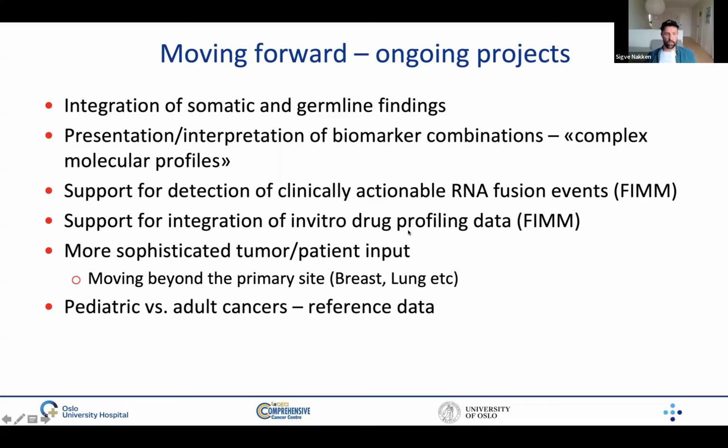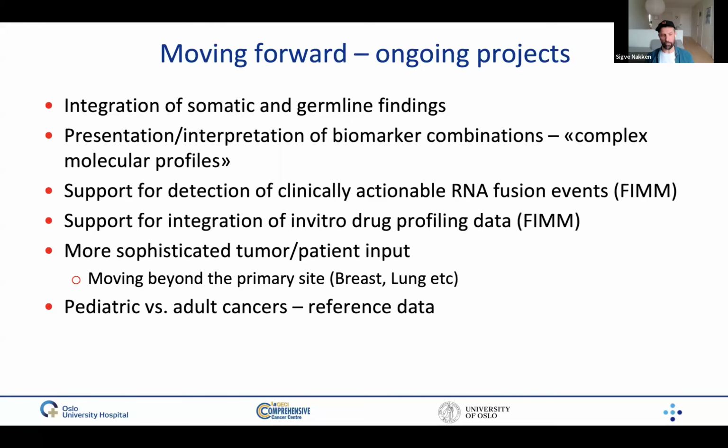And I think in the future, if we can feed in a bit more sophisticated input from the tumor and the patients. So right now, we only have very simple information about the tumor, only the primary site. So I think if we can enrich that information towards what is known in the reference databases, the interpretation would be a bit more nuanced than it is today.